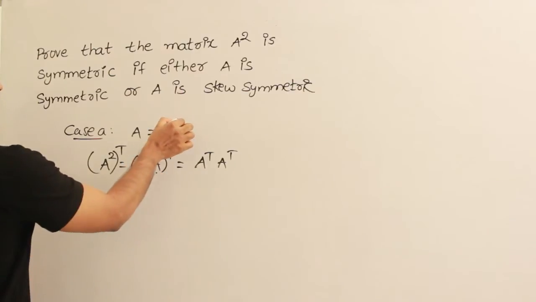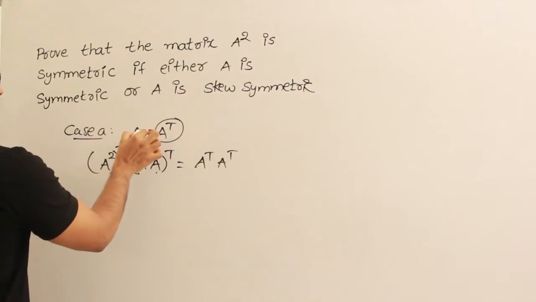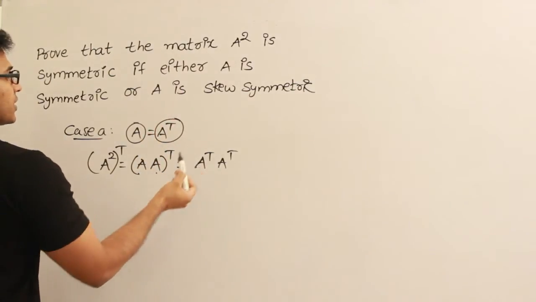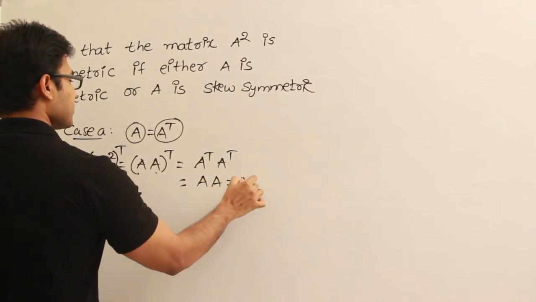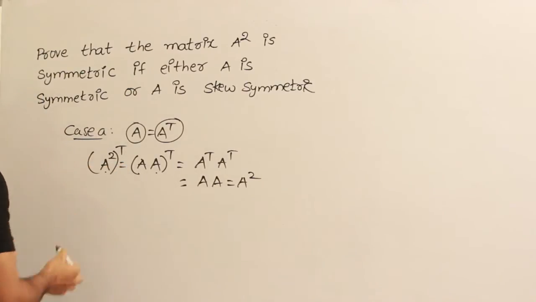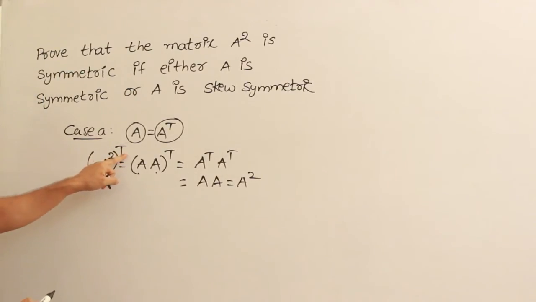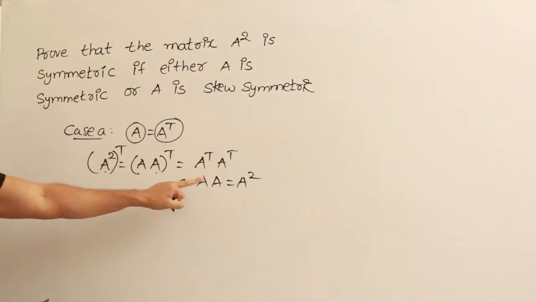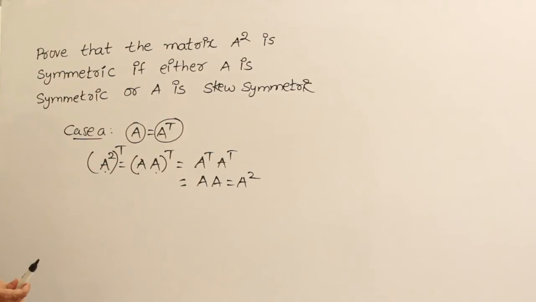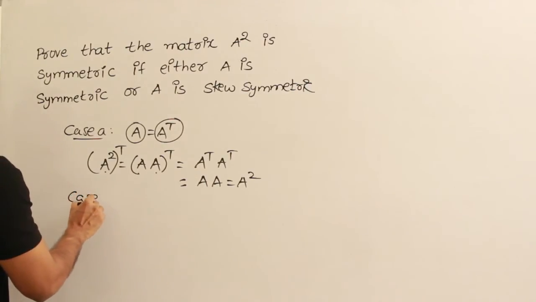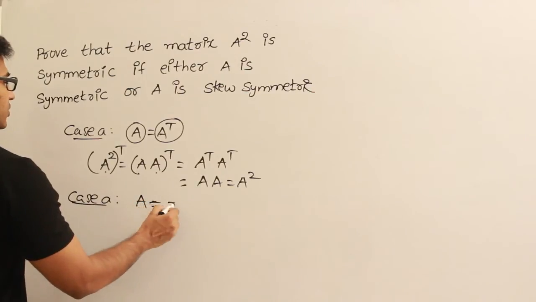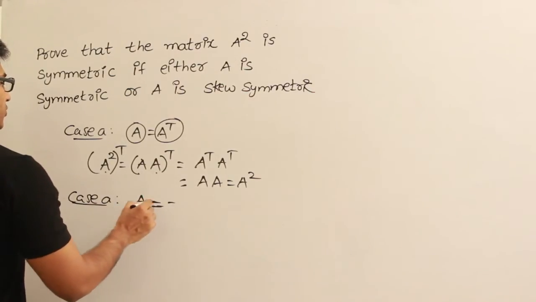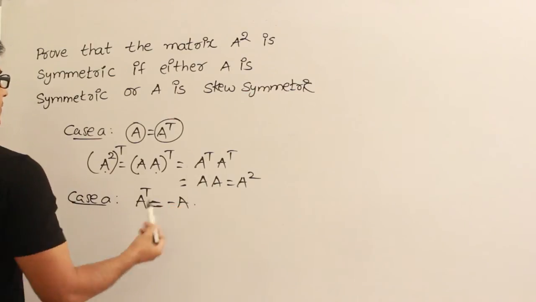And now it is already known that A equal to A transpose. Therefore, in place of A transpose, I am going to substitute A. AA, which is A square, right? So I have taken a matrix and I have taken the transpose of it and I got the same matrix. So what can you say about this matrix? It is symmetric, right? And let's see what happens if A is skew symmetric. If A is skew symmetric, we know that A transpose equal to minus A, right?